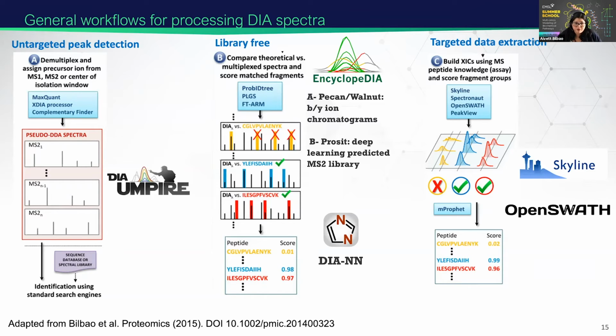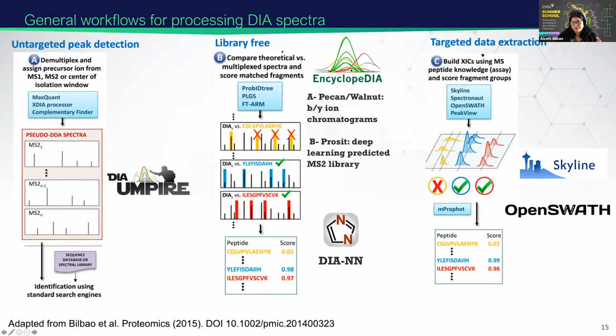The next approach is library-free. Newer tools are being proposed now that are improving. Before, for example, the methods you see here in the blue box had very high computational complexity, so they were very slow, not practical. But now there are more recent implementations that can perform this kind of analysis. It means we don't need a spectral library to analyze the DIA data.